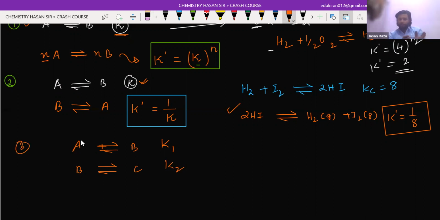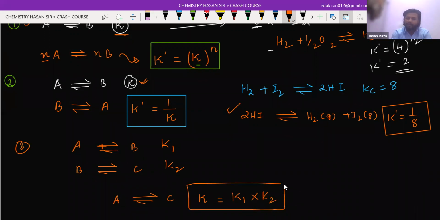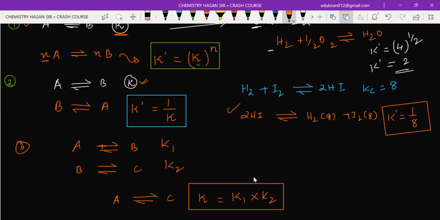You can see from A you are getting B and from B you are getting C, and there is a reaction that directly gives C from A. Its KC will be equal to the multiplication of the sequential reactions' constants. Are you getting my point? Yes or no? Yes, sir. Please do write it.